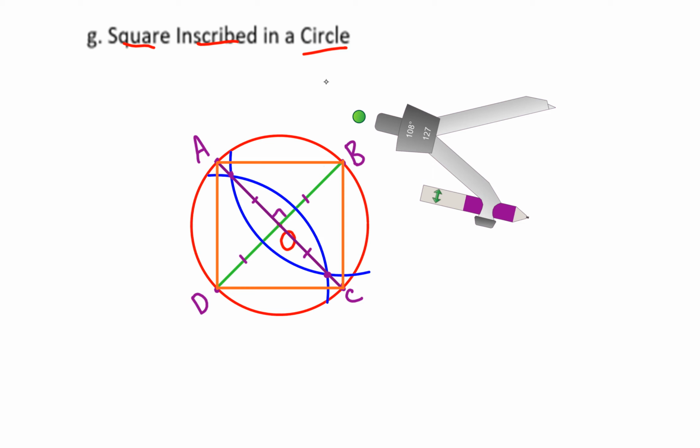And that is the square inscribed in a circle. So all these pieces are the same length here, because it is a square, and it's inscribed because each of the angles is on the circle. So, a square inscribed in a circle.